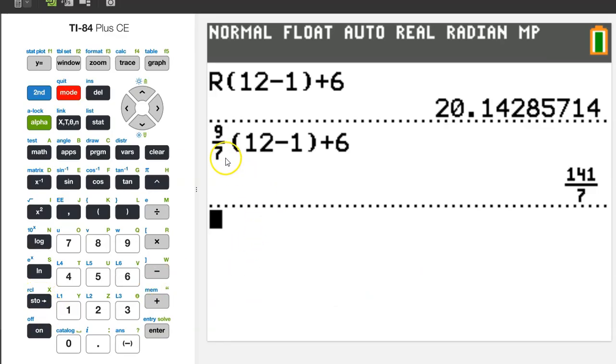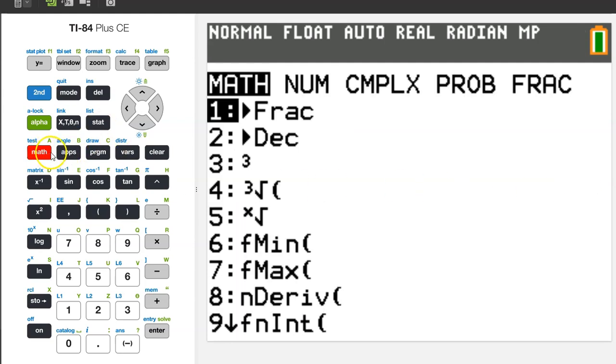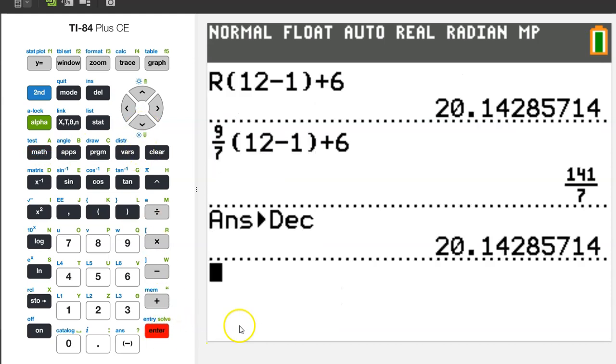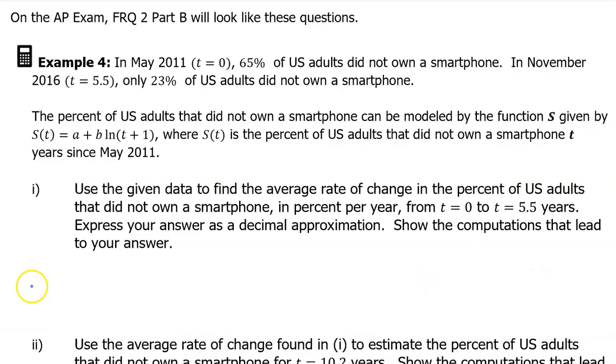Just be careful. If you use 9 over 7 on your calculator, you might get a fraction for the answer, and they really want you to use a decimal approximation. So you would have to go back and hit Math, and then Decimal, and this will switch your answer to decimal form. Let's do a couple more examples.